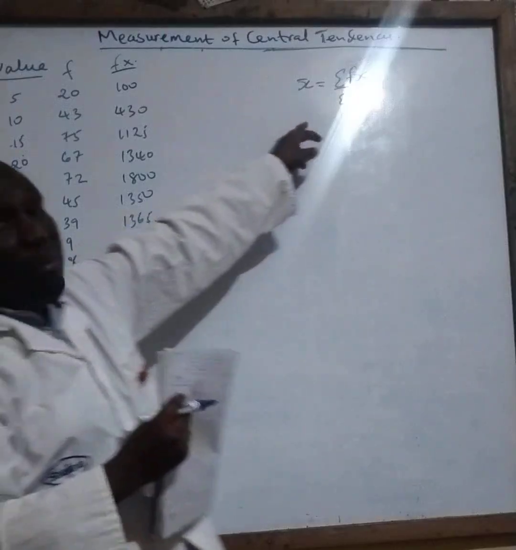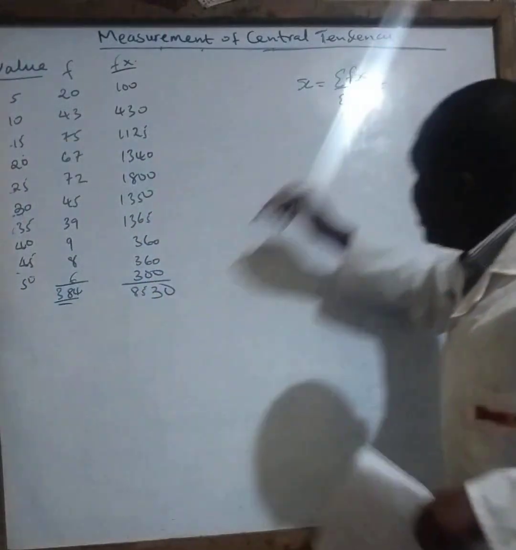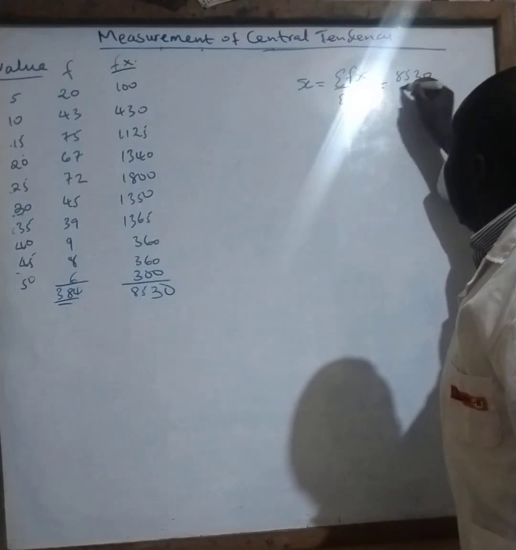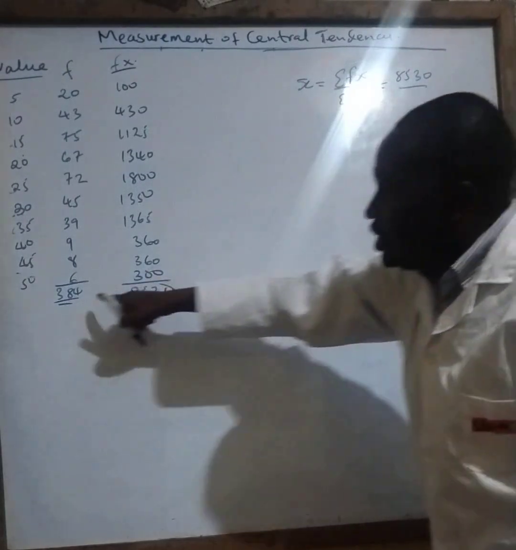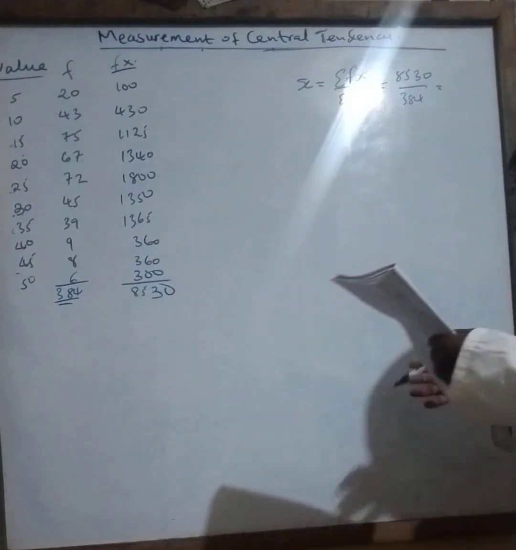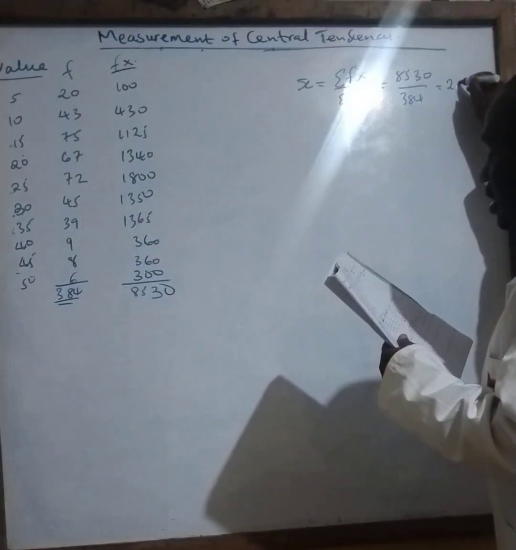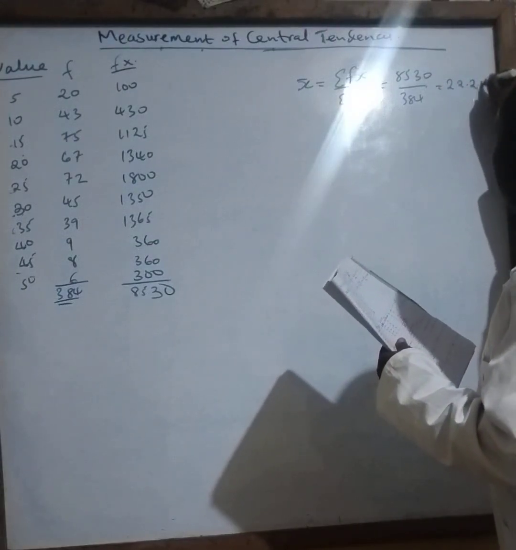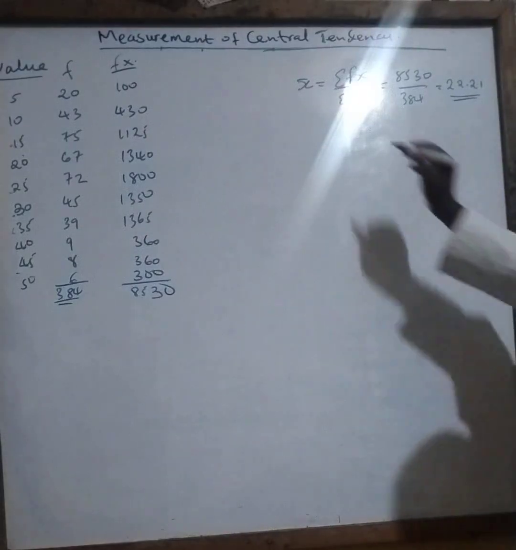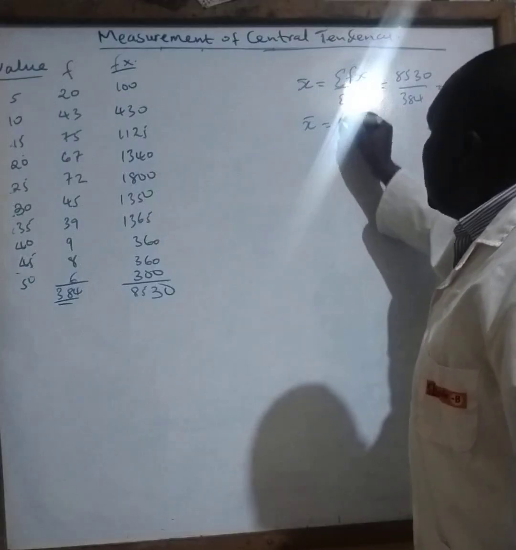So, to get now your mean, your work is very simple now. Summation of fx is there now, given as 8,530, divided by summation of f, which is 384. Then what is your answer, class? So if you press your calculator, your answer is 22.251, like that.